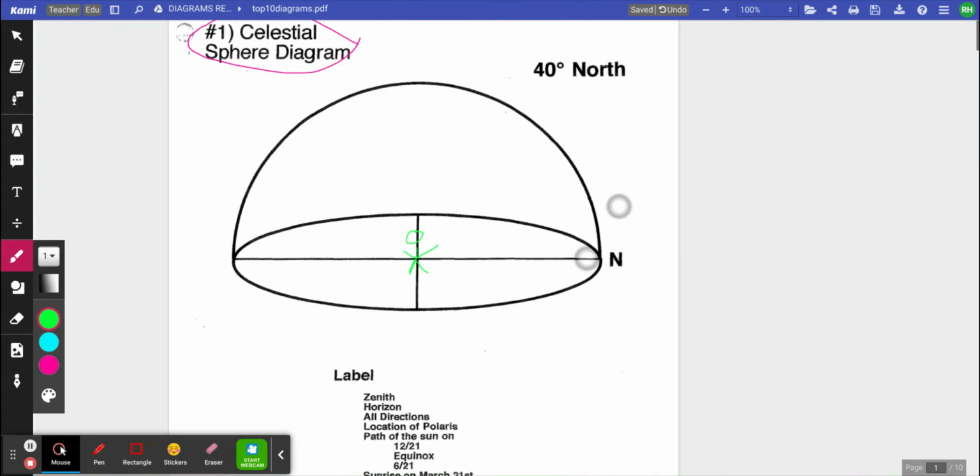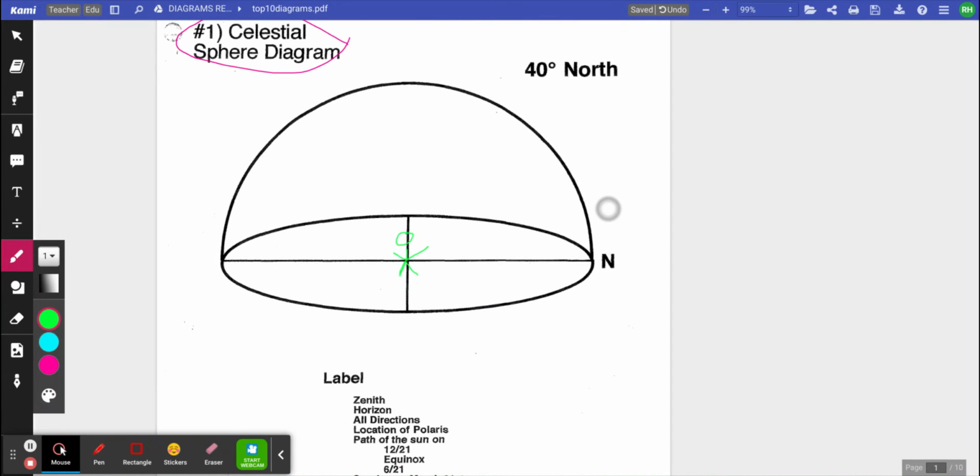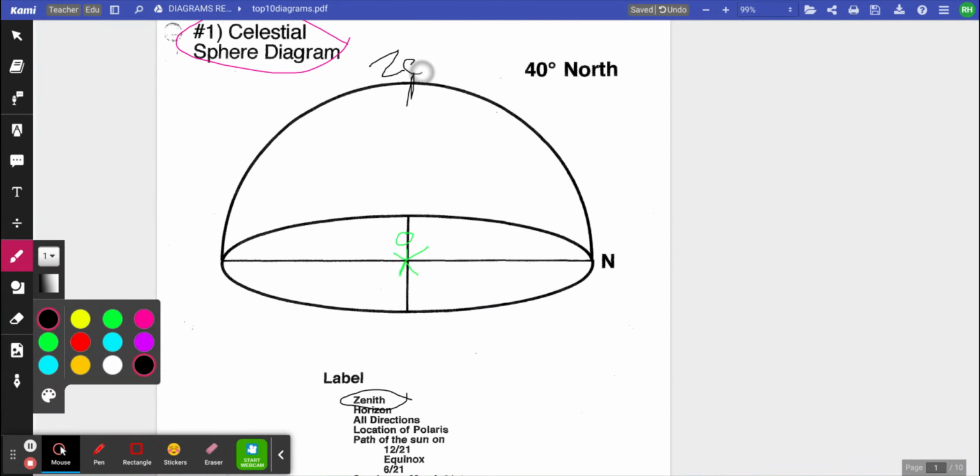So we're going to add some labels on there, and we're going to start with labeling the zenith. The zenith is the point directly above the observer, the little person. I'm sorry that the handwriting is a little bit messy. Hopefully you can read it. So the zenith is the point directly above them in the sky. The horizon is the next one. The horizon is the edge of the land around them. So this whole circle here is the horizon.